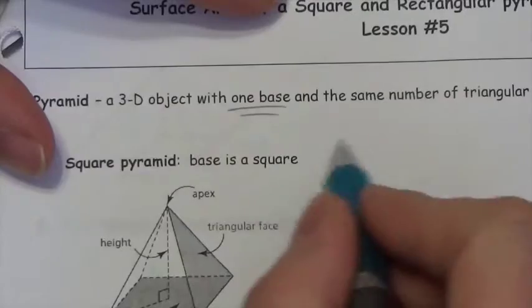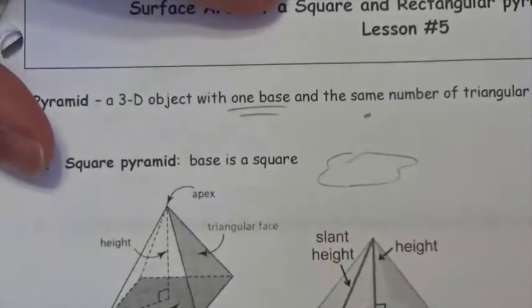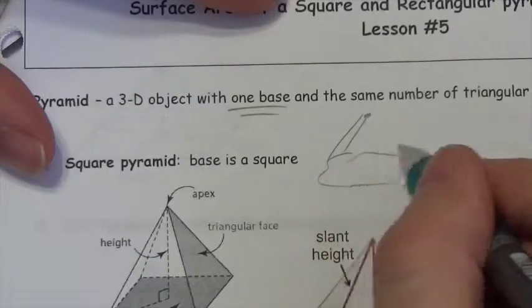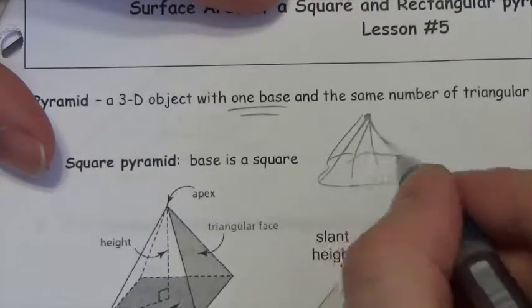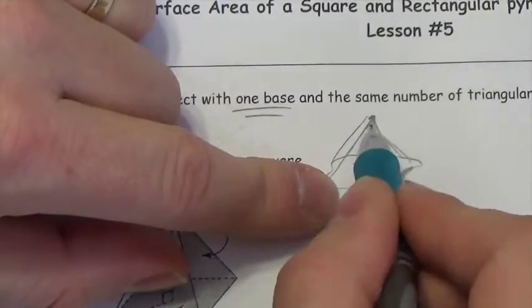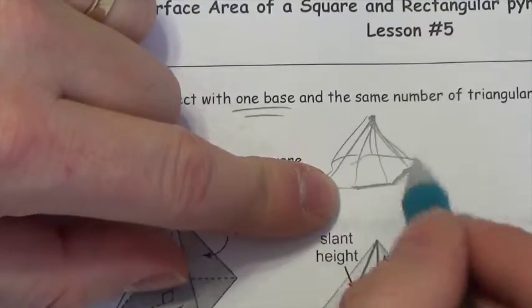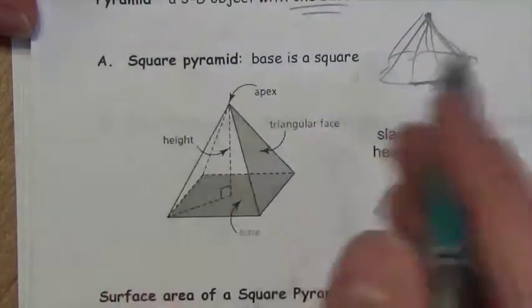So you've got your base down here, some sort of shape, and then there's a point up top, and then we're going to drop these triangular faces where the base of each triangle corresponds to a side of the shape below. Now we're going to start with a square pyramid.